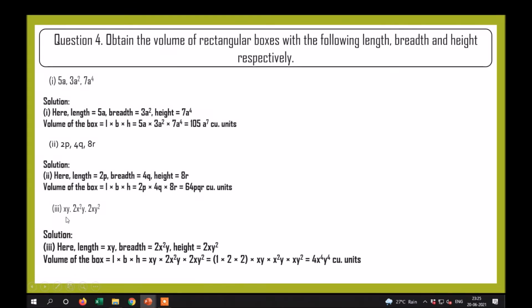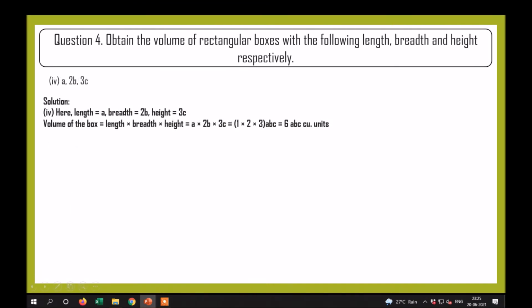Next is xy, 2x square y, 2xy square. Length is xy, breadth is 2x square y, height is 2xy square. Volume of the box is L into B into H. So xy into 2x square y into 2xy square. So it is 1 into 2 into 2, that is 4, x raised to 4, y raised to 4 cubic units.